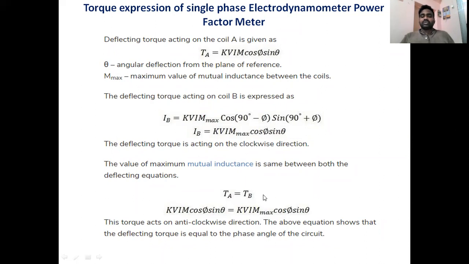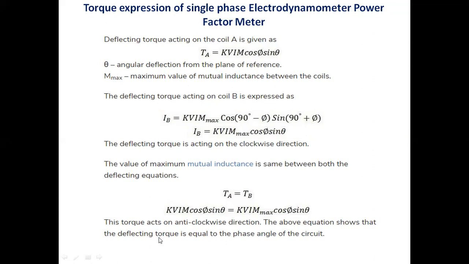If we equalize both of them, the deflection torque created by coil A is equal to the deflection torque created by coil B. At this stage, what will happen? The fixed coils are deflected on a uniform scale, and the direction of the scale is also in the forward direction. The torque of each coil depends upon the fixed coil current.